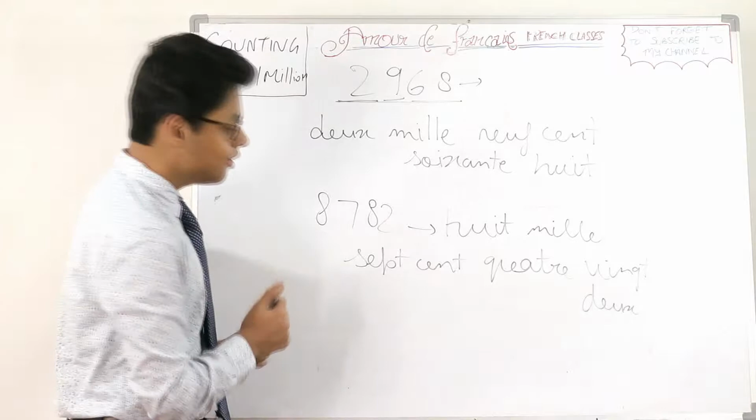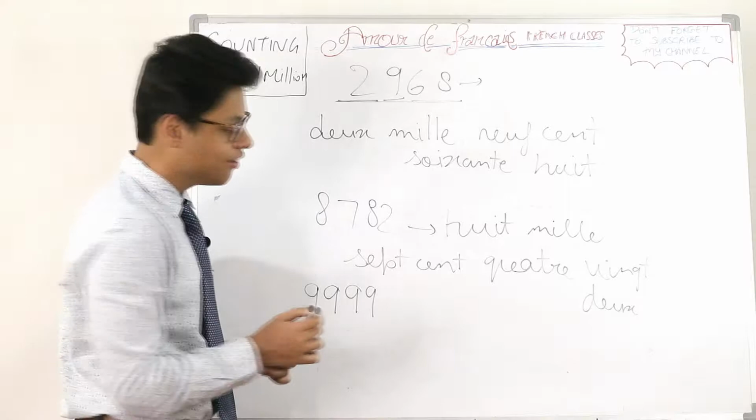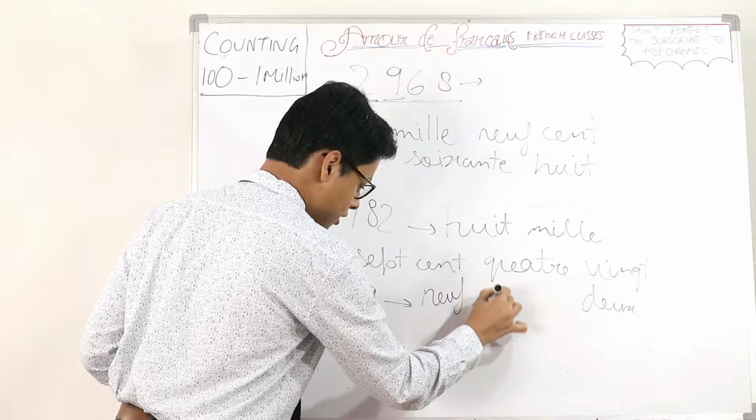Moving towards the last 4-digit number, the largest 4-digit number, which is 9,999.